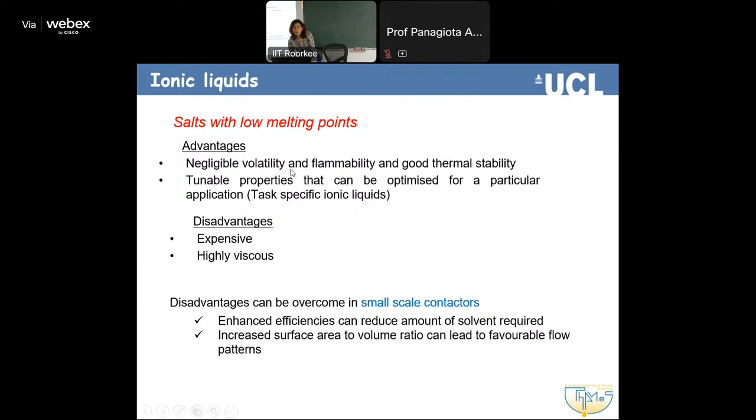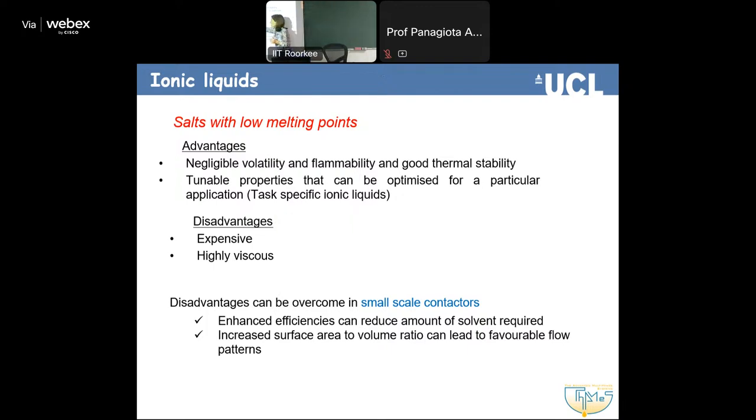So basically, ionic liquids are salts that are liquid at room temperature. And they have some very good properties, such as negligible volatility and flammability. And there is a lot of discussion and a lot of work to try to make them what we call task specific. So people try to modify them so that, in a way, they enhance a separation. They act as extractants as well, rather than just a diluent, just a solvent.